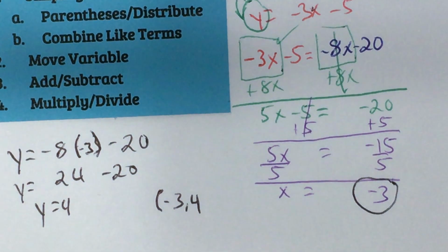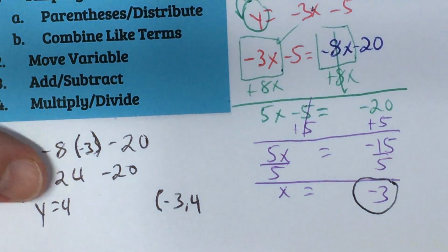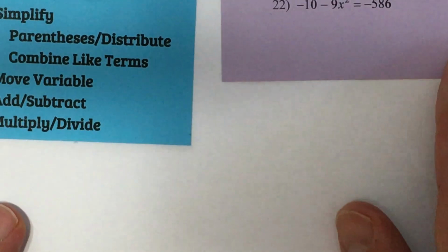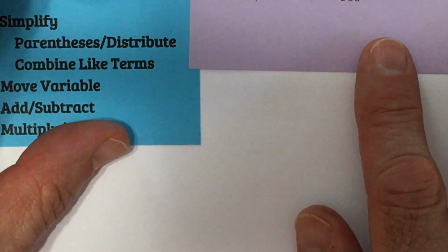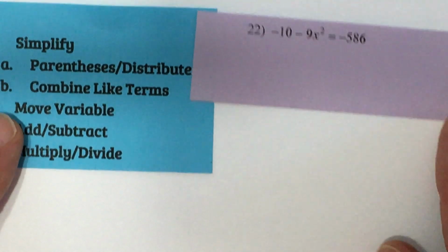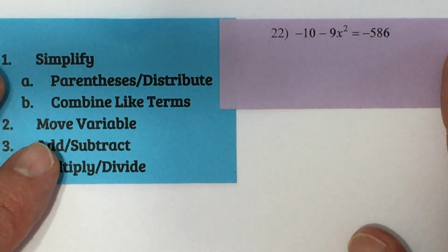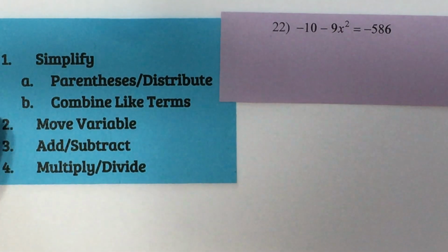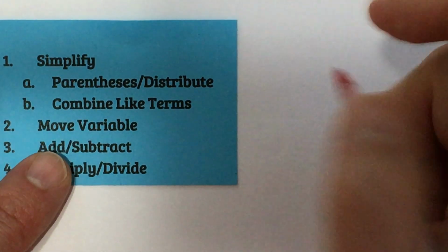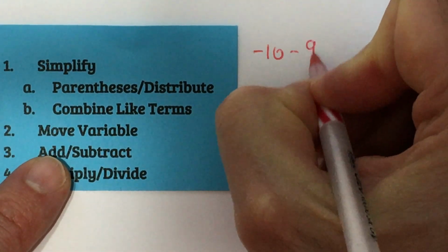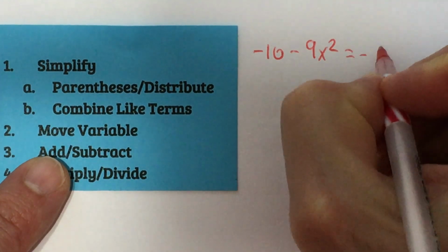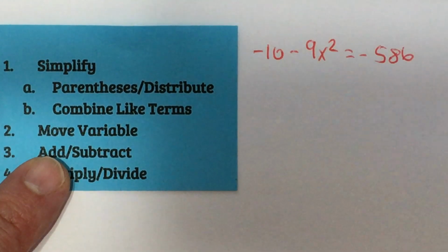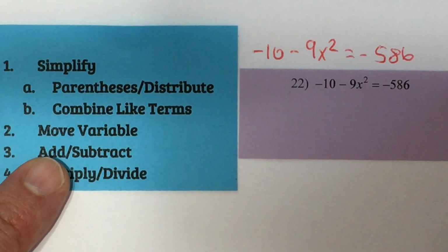Okay, that works when I have what's called a system of equations. What if I've got just something more algebraical? New word. So here's what I'm going to do. I'm going to try this one. Can you see it? Right there. I'm going to rewrite it. It says negative 10 minus 9x squared equals negative 586. Yep.